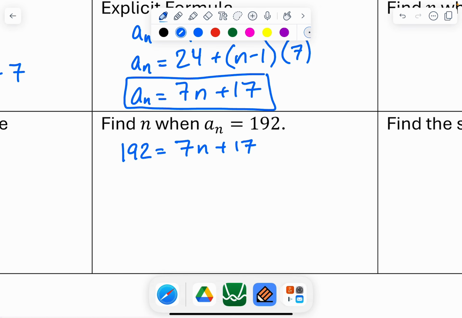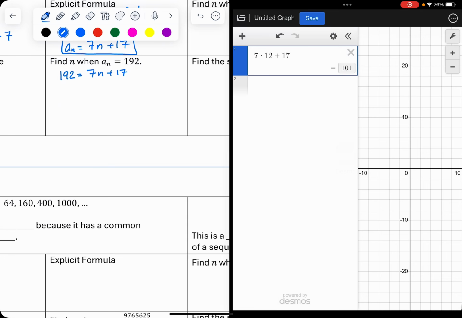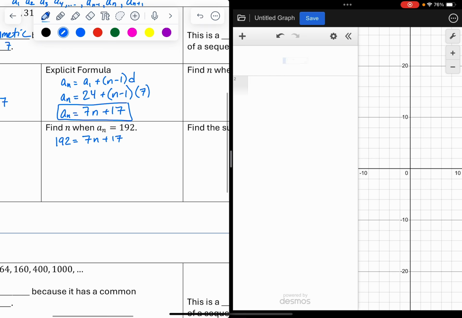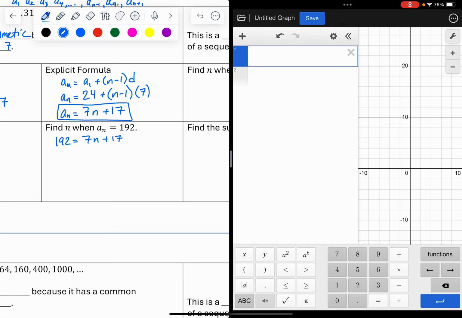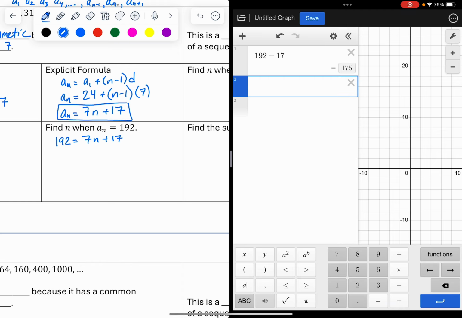And then, okay, come back, Desmos. We're going to take 192 and subtract 17, get that answer. And then take 175 and divide it by 7. Okay, and so we end up with, what was that? 175 equals 7n, divide by 7, we get n equals 25. And so the 25th term of this sequence has a value of 192.